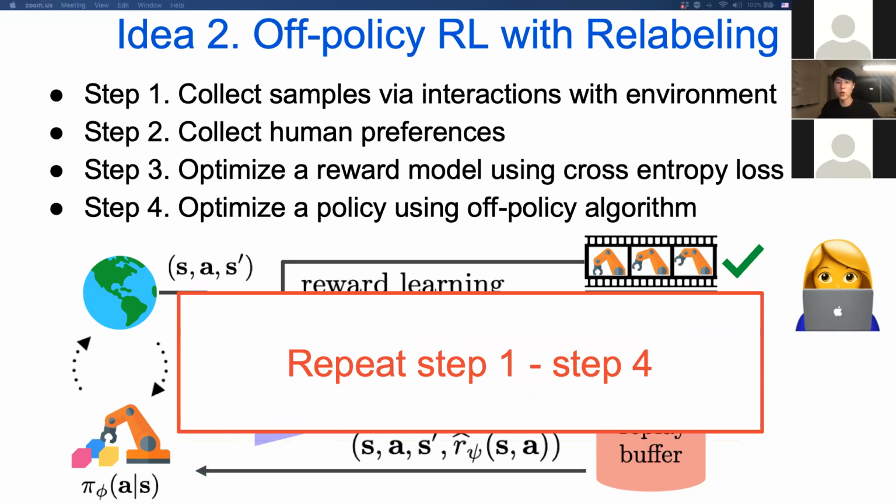And this is the core idea of the policy optimization. And by repeating step 1 to step 4, we can interactively train RL agents using humans' preference.